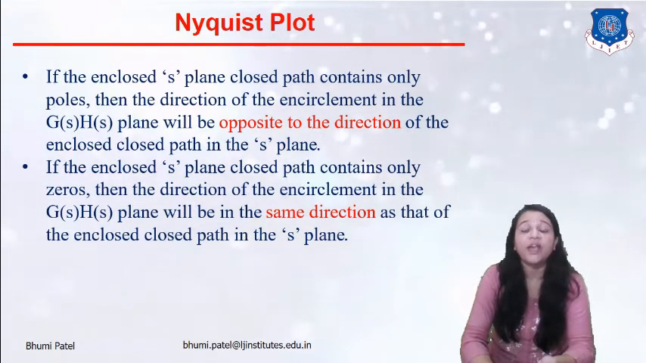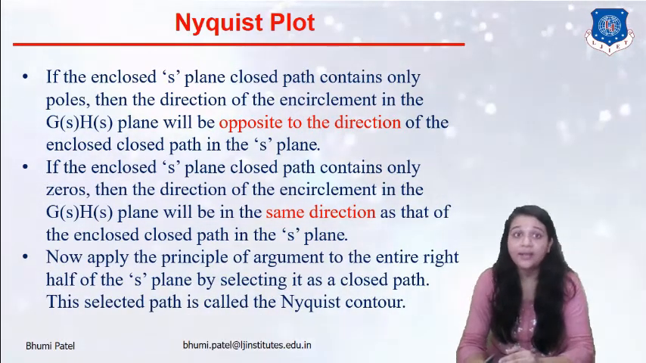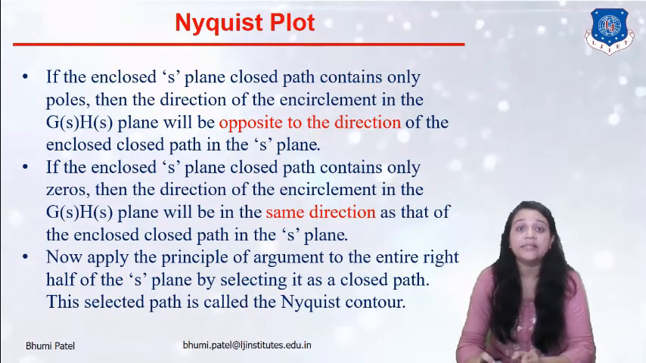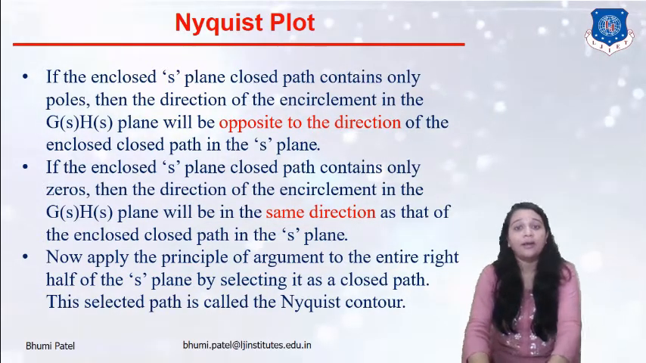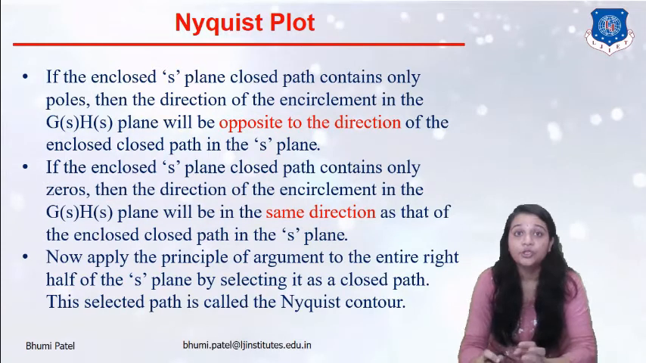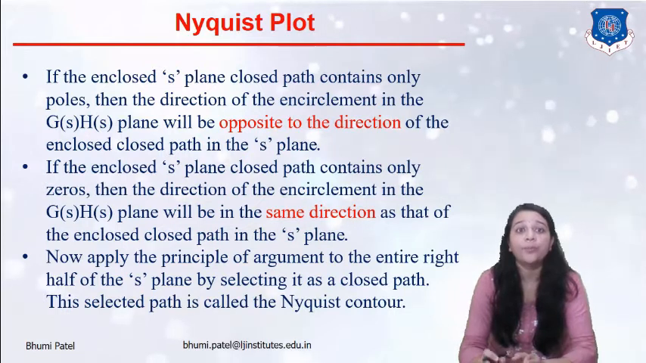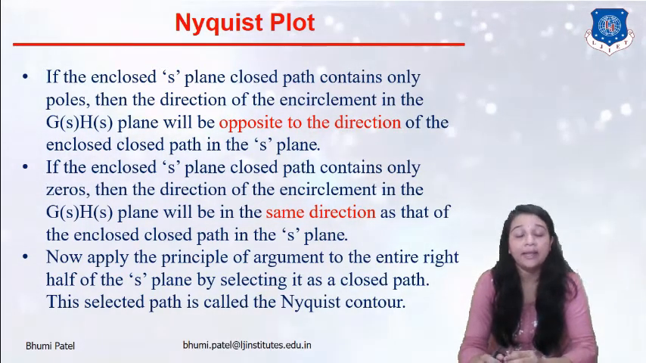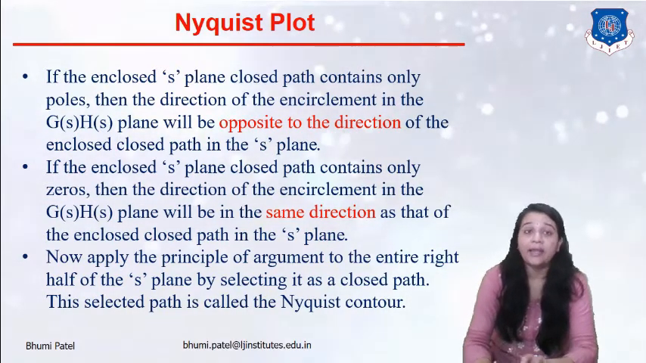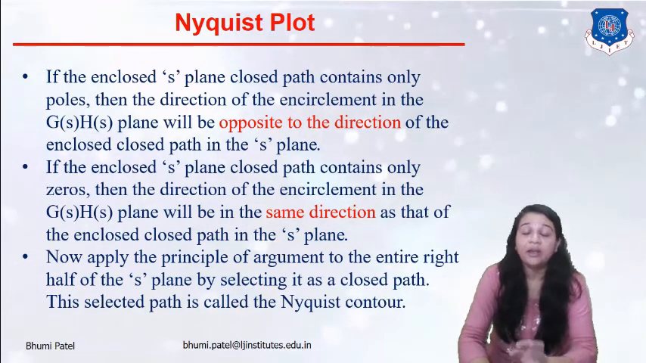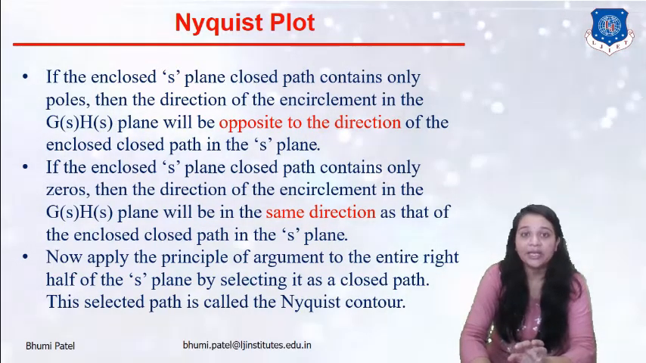So now, how do we define the enclosed path? Applying the principle of the argument to the entire right half of the s-plane, by selecting it as a closed path, this selected path is called the Nyquist contour in the Nyquist plot. First of all, we have to decide how many poles or zeros are located in the right half plane, and we decide the entire right half plane by selecting a closed path, and this selected path is called the Nyquist contour.